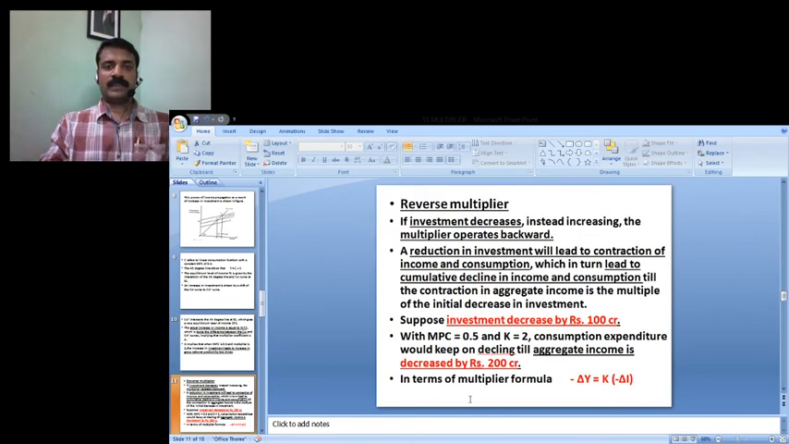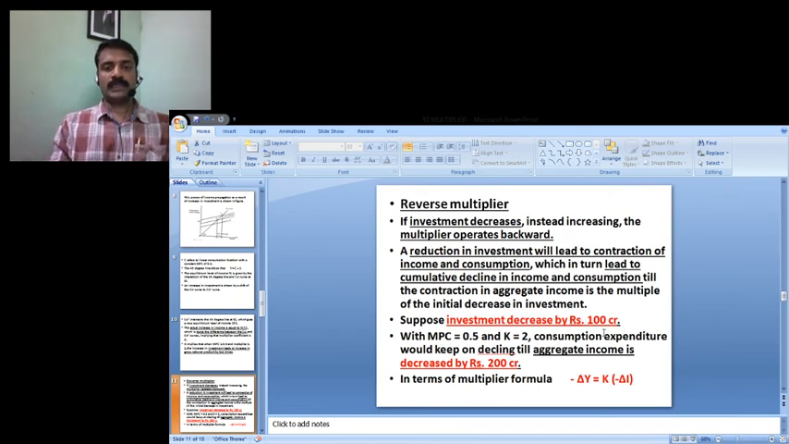So reverse multiplier. If investment decreases instead of increasing, the multiplier operates backward. A reduction in investment will lead to a contraction of income and consumption. Means investment decreases by 100 crore. Earlier we learned investment increases by 100 crore. That leads to an increase in the income level to 200 crore. 2 times multiplier. So the multiplier effect is 2.